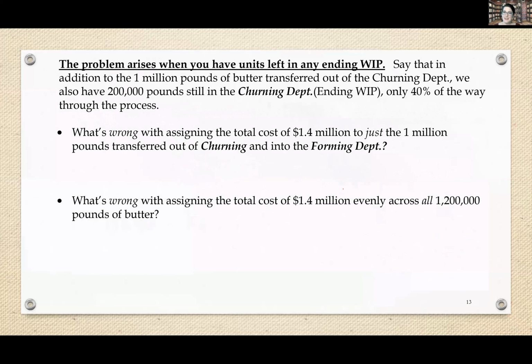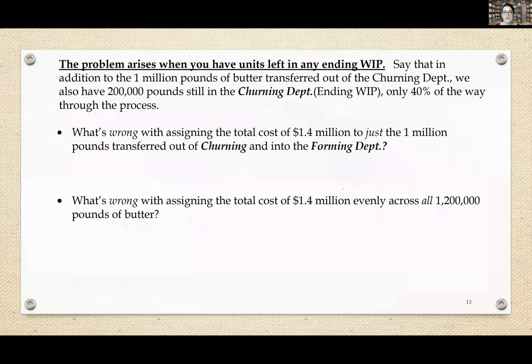All right, so it's pretty simple though, as I was mentioning before, when we have at our accounting periods 0 in beginning inventory and 0 in ending. But that's not reality. So the problem is going to arise when you have units left in that ending work in process. So let's look at that for a moment. So let's say that in addition to the 1 million pounds of butter that we transferred out of the churning department because it was done, we still have 200,000 pounds that we're still churning. So that would be our ending work in process.